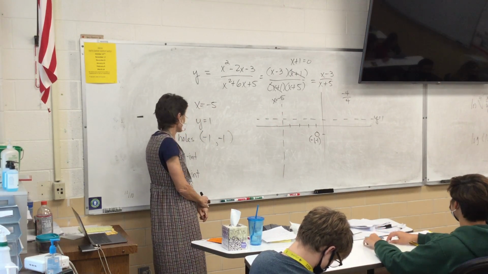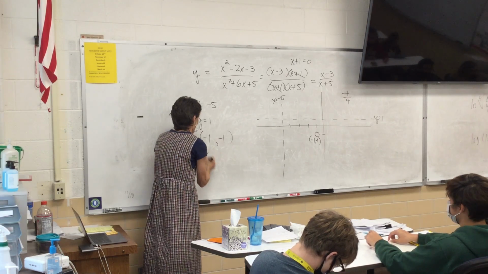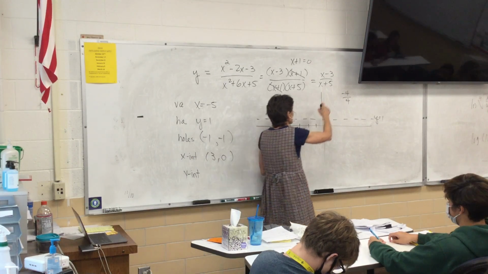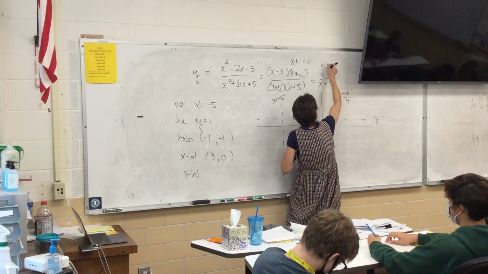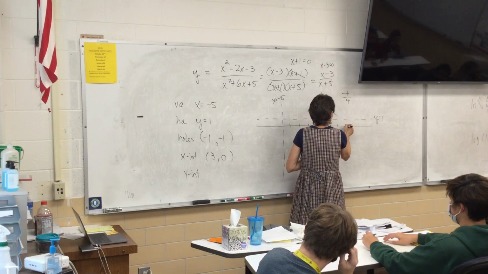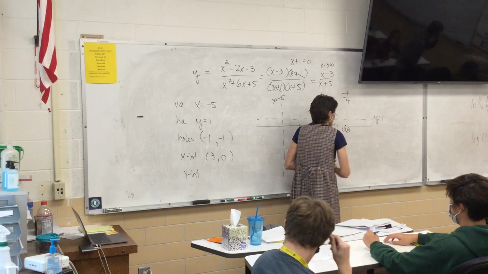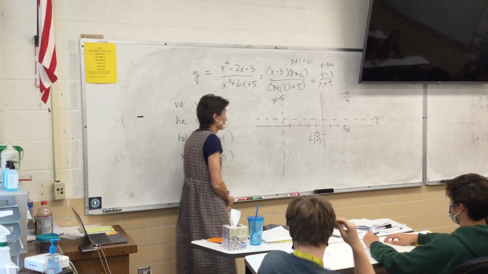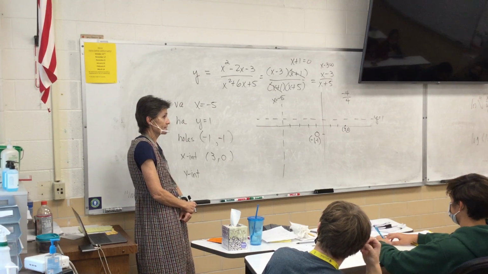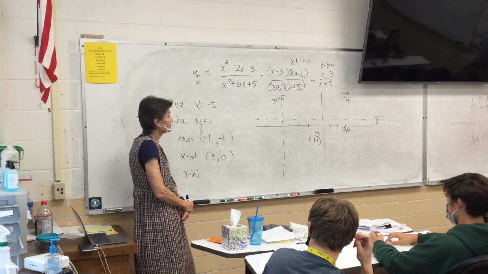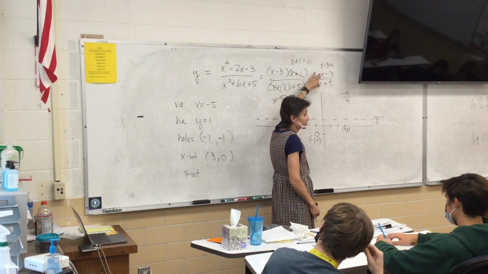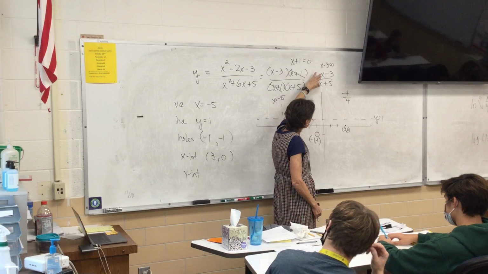All right, where's my x-intercept? 3, 0. Because to get the x-intercept, I set the numerator equal to 0. So 3, 0. And then how about a y-intercept? I'm going to let x be 0. And I have negative 3/5.